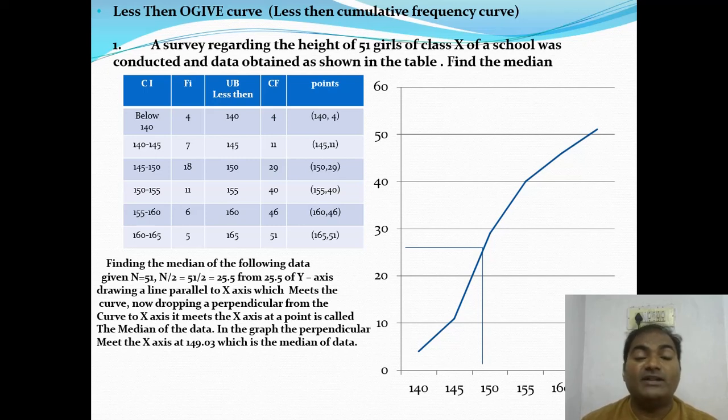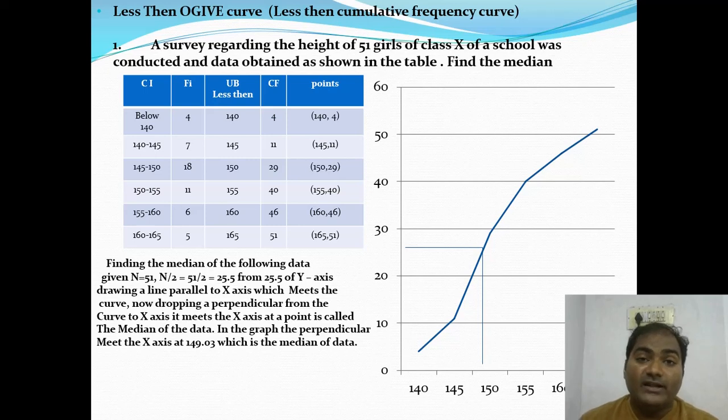Less than 140 centimeters, how many students are there? 4. Less than 145, if we see, less than 140 are also less than 145. Therefore 7 plus 4 is 11. Now less than 150, 11 plus 18, 29. 29 plus 11, 40, less than 160, 40 plus 6, 46, less than 165, 46 plus 5, 51. In this way we find the cumulative frequencies. We use the upper boundaries. Now we get the points, the upper boundaries 140, 145, 150, 155, 160 and 165, and their corresponding cumulative frequencies 4, 11, 29, 40, 46 and 51.